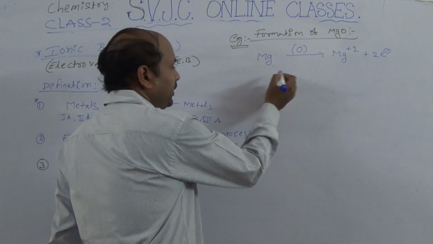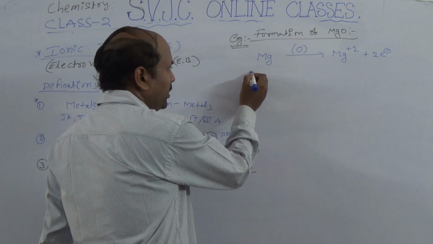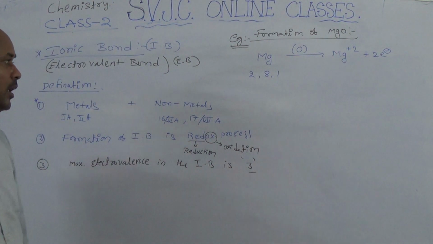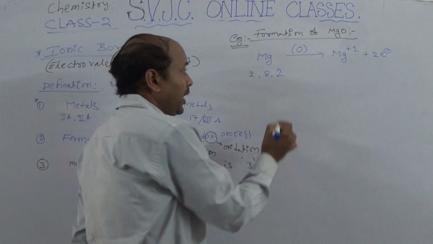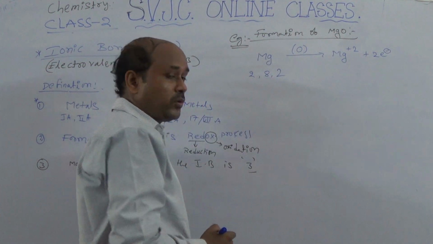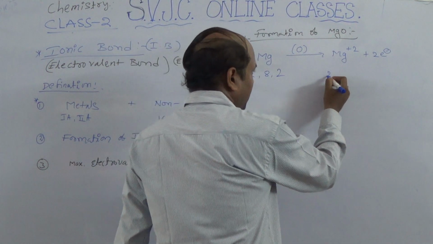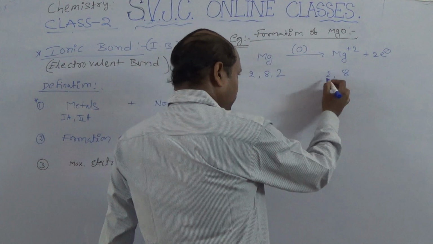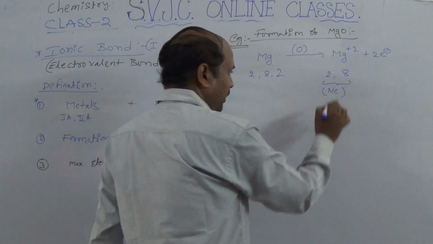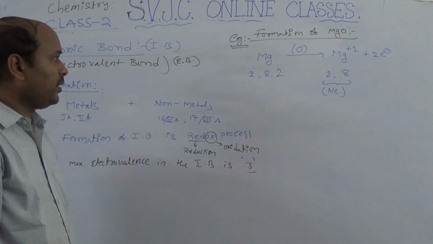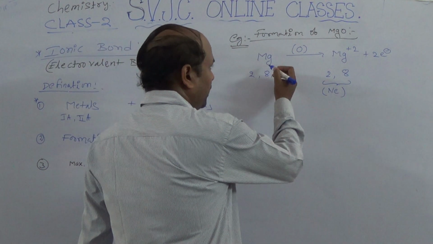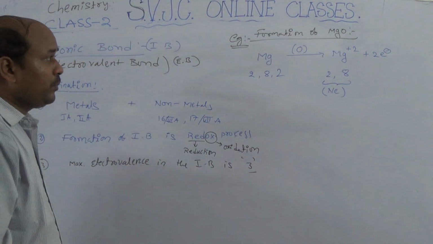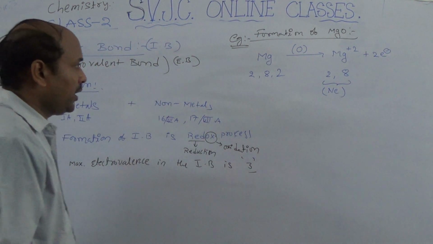Why is it lost? Observe the electronic configuration of magnesium atom: 1s2, 2s2, 2p6, 3s2. When it is converted into Mg+2 ion by loss of 2 electrons, its electronic configuration is 2, 8. That means it gets the nearest noble gas configuration, Ne.